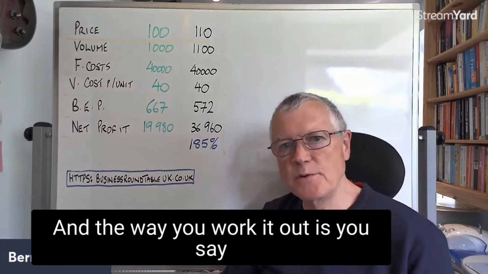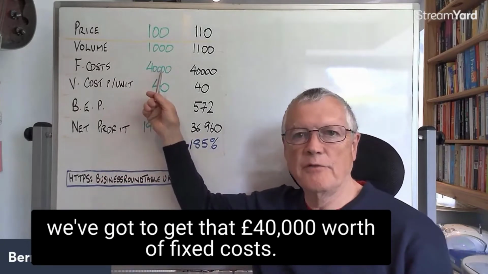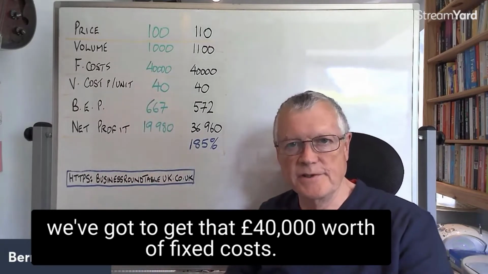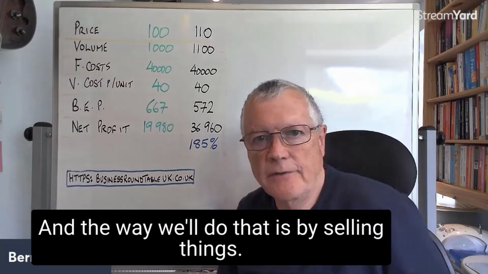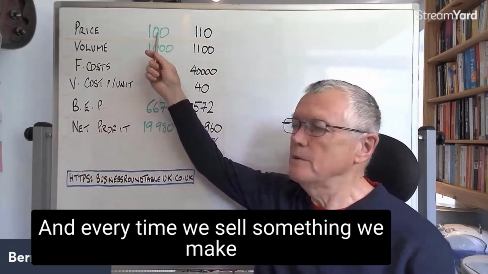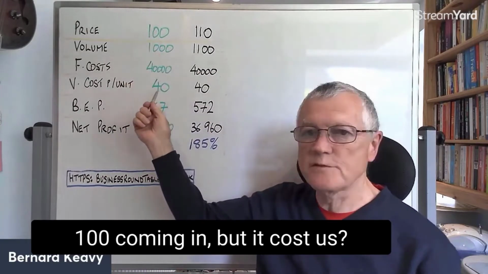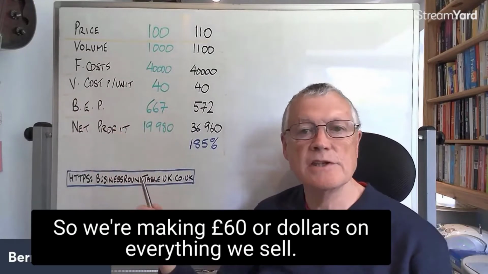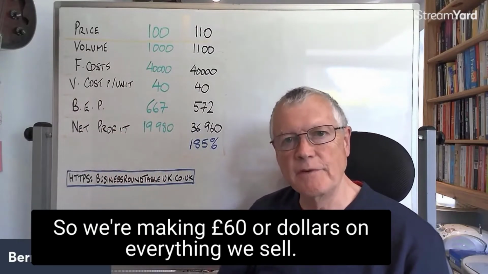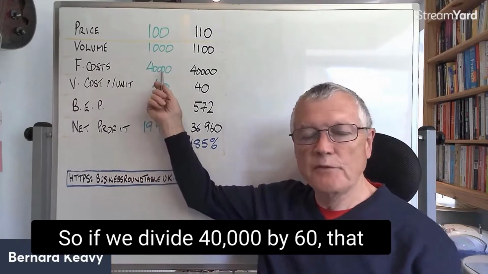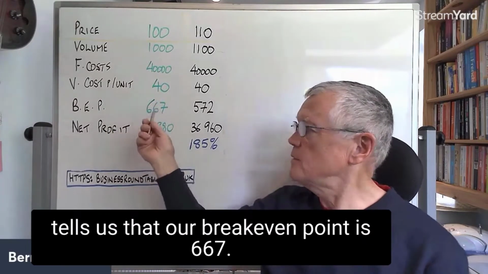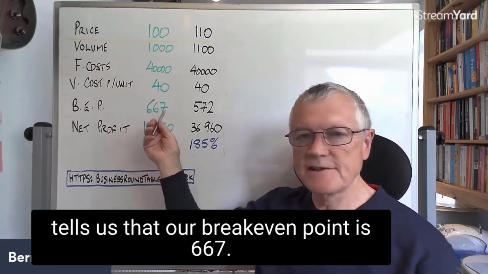And the way you work it out is you say, we've got to get back £40,000 worth of fixed costs. And the way we'll do that is by selling things. And every time we sell something, we make 100 coming in, but it costs us 40 to make and sell that thing. So we're making £60 or dollars on everything we sell. So if we divide 40,000 by 60, that tells us that our break-even point is 667.